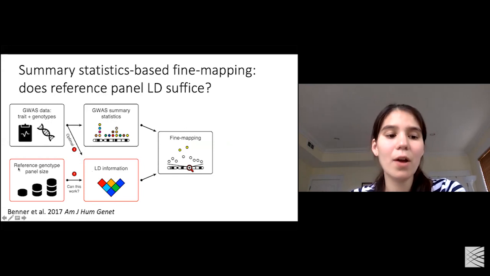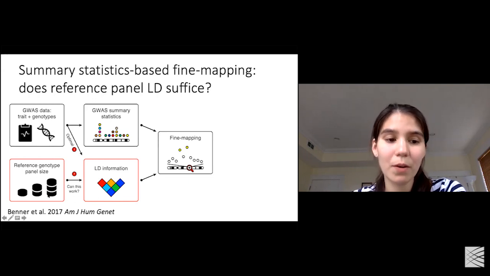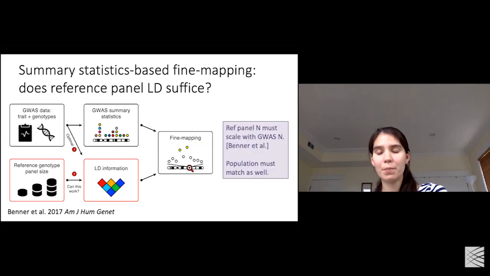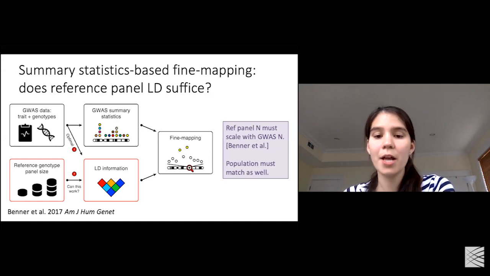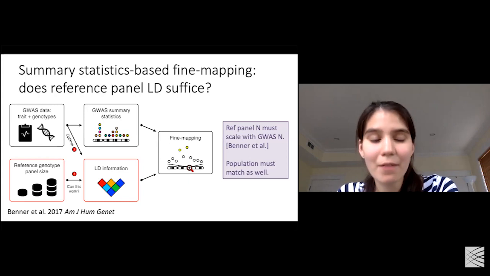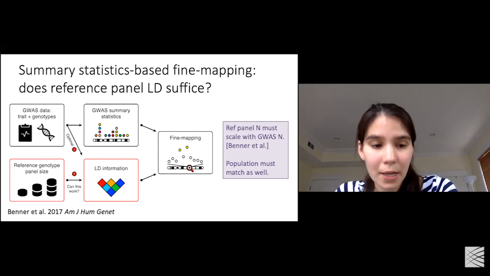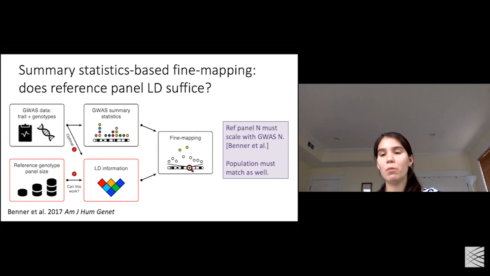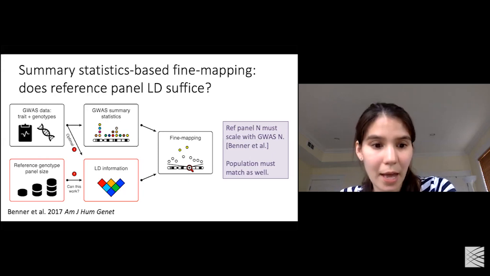And then the question is, if you have a reference panel, can it work to compute LD from the reference panel instead? Their conclusion is that it depends on the size of the reference panel and the size of your GWAS. As your GWAS gets bigger, you have to have a bigger and bigger reference panel. And of course, the population has to match as well. I think what they say is for a GWAS of over 10,000 individuals, you need a reference panel of at least 1,000 individuals or something like that.